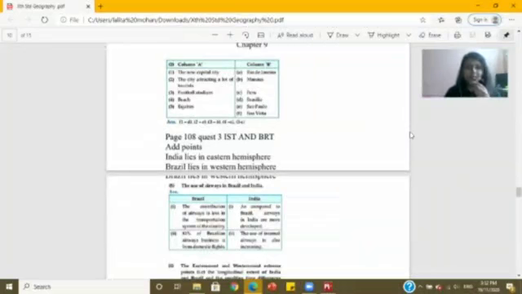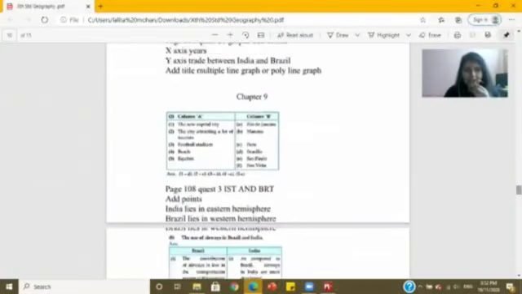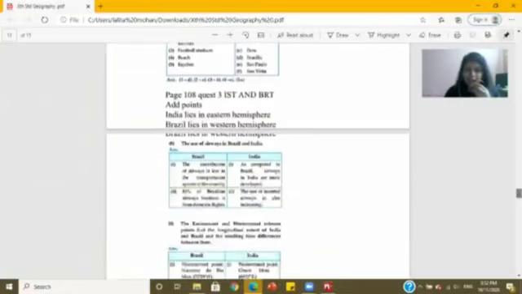Page number 108, question 3. IST and BRT, we will add the following points. India lies in the eastern hemisphere and Brazil lies in the western hemisphere. Fifth question, the use of airways in Brazil and India, which is a distinguish. First point, the contribution of airways is less in the transportation system of Brazil. First point, India, as compared to Brazil, airways in India are more developed. Second point, 81% of Brazilian airway business is from domestic flights. And second point, India, the use of internal airways is also increasing, that is, domestic flights are also increasing.